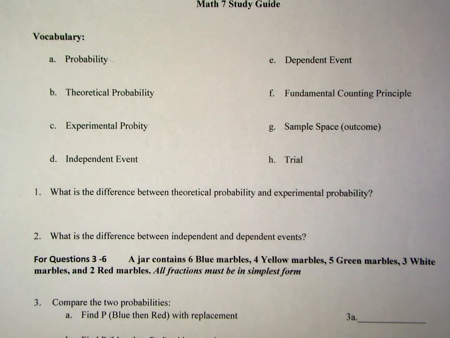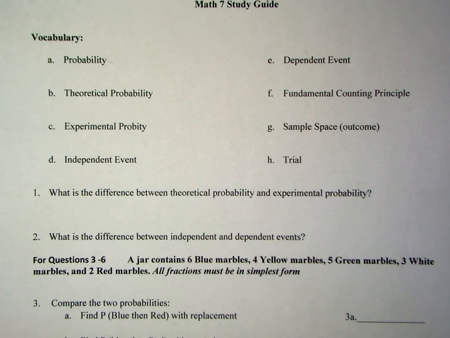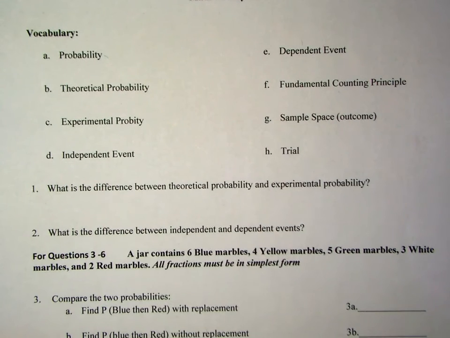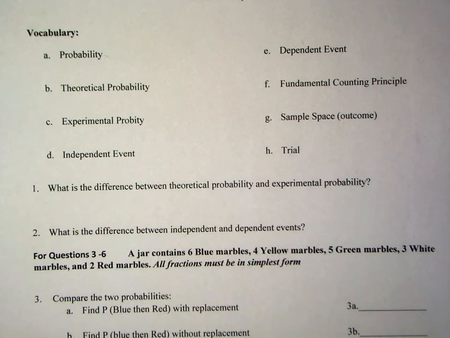Probability being the likelihood of an event to occur. Theoretical probability being the expected outcome over the sample space. And remember, that's calculating what should take place in theory using just the math. Experimental probability is the expected outcome over the quantity of trials. And that's calculating probability based on doing actual trials. Those definitions should help you to be able to answer question 1.